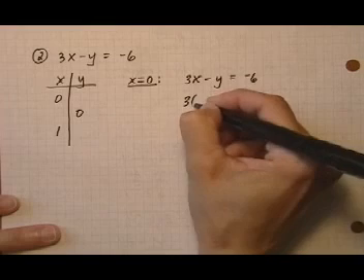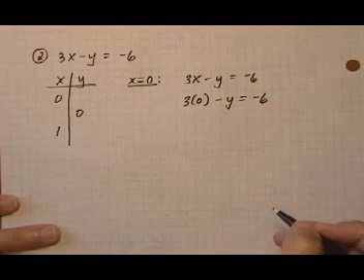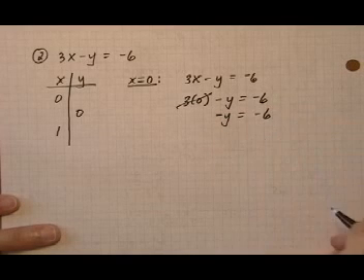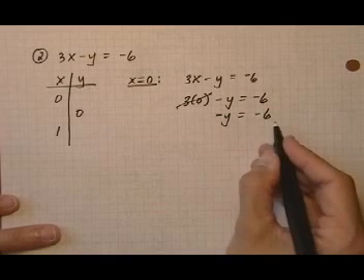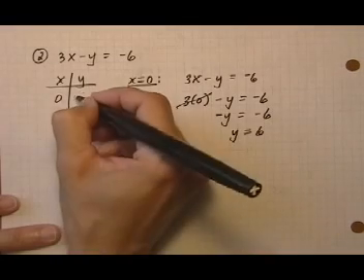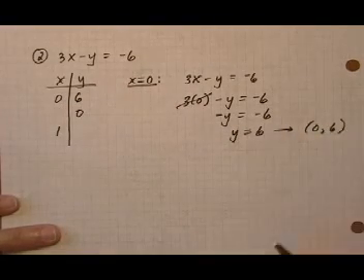Put in x is 0. 3 times 0, take away y equals negative 6. This term goes away, it's just 0, so I get minus y equals minus 6. Multiplying both sides by minus 1, y equals 6. When x is 0, y equals 6 is the resulting ordered pair.